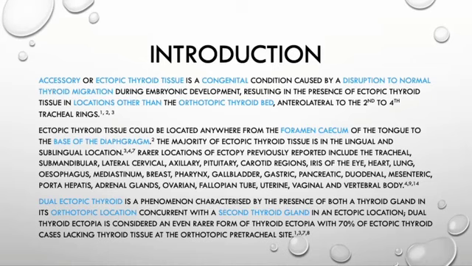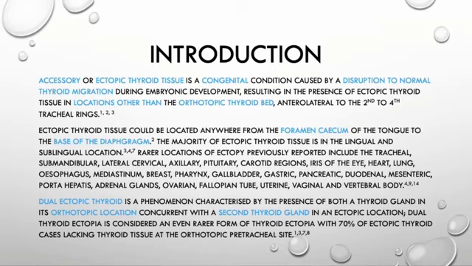So ectopic thyroid tissue can be located anywhere, basically from the base of tongue at the foramen cecum to the base of the diaphragm, so basically the neck to anywhere along the thorax. There are also multiple rarer locations, including the tracheal, submandibular, lateral cervical, etc. But the majority of ectopic thyroid tissue is in the lingual and sublingual location.